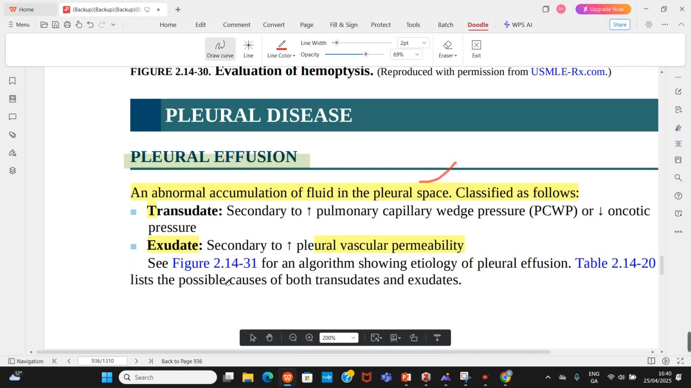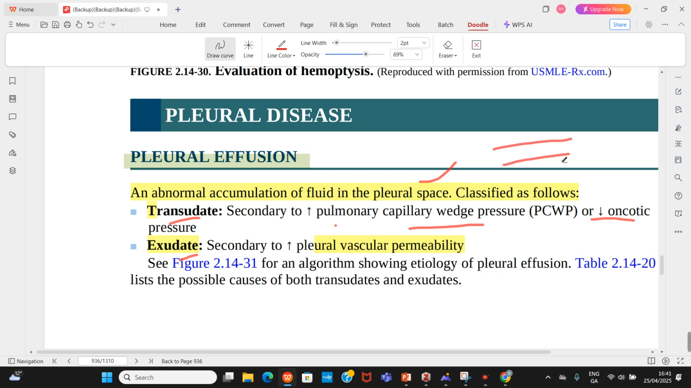So it could be of two different types, transudative or exudative. Transudative just means that the problem is change in the pulmonary capillary wedge pressure or the oncotic pressure. If the pulmonary capillary wedge pressure, which is a form of hydrostatic pressure, is increased, there's going to be transudative effusion. So in this vessel, the hydrostatic pressure that acts in this direction is high. Maybe this person has heart failure and fluid is pooling in the vessel. It'll push blood out into the lungs, and there's going to be pleural effusion, transudative type.